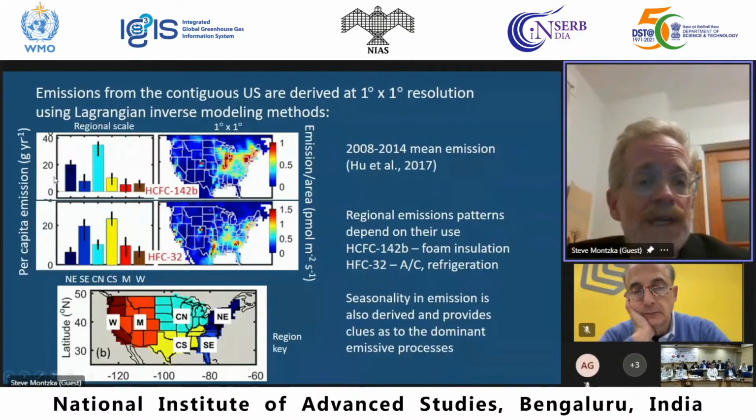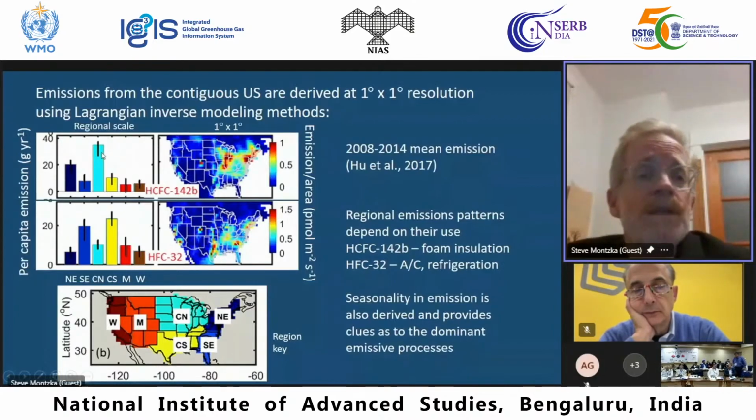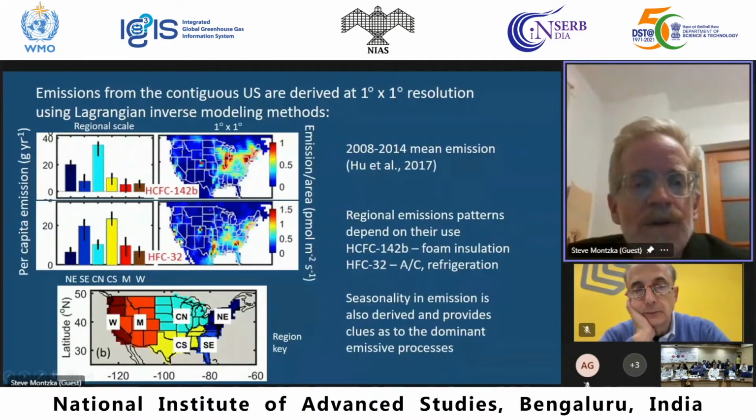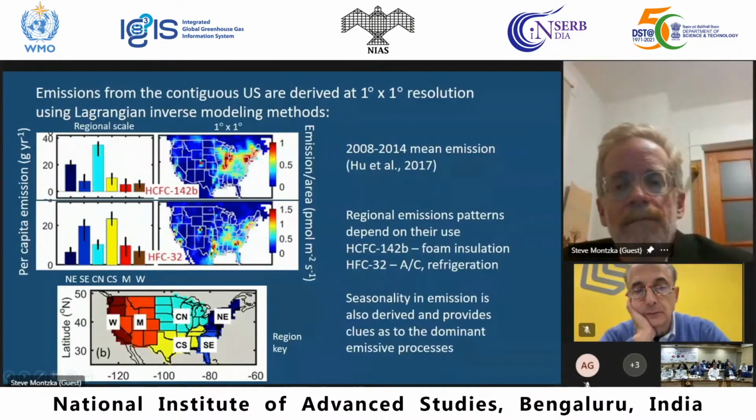We can also aggregate to regional scale. Here's a key to the regional scale. In the central North region of the country, we have enhanced emissions of the chemical often used in insulating of buildings against cold weather, whereas the chemical used for cooling and air conditioning is enhanced in the southern regions of the U.S.